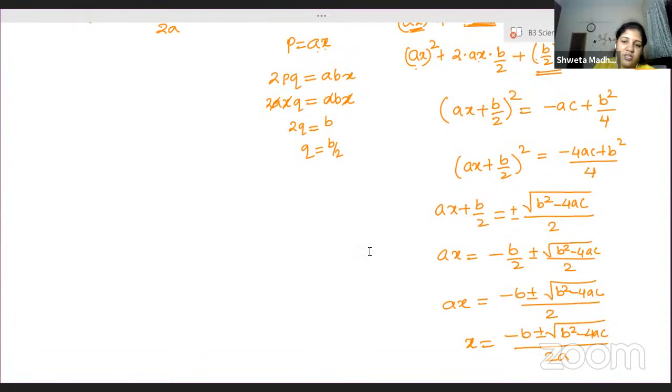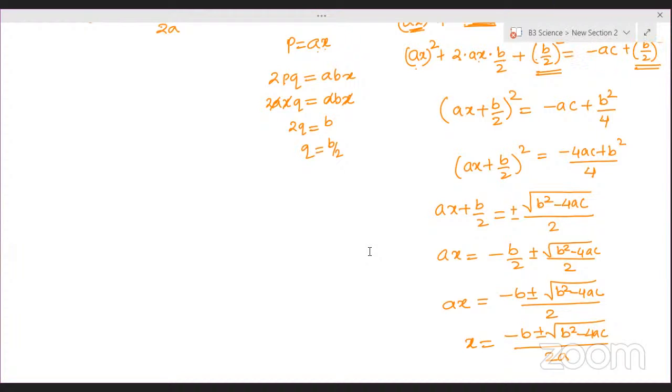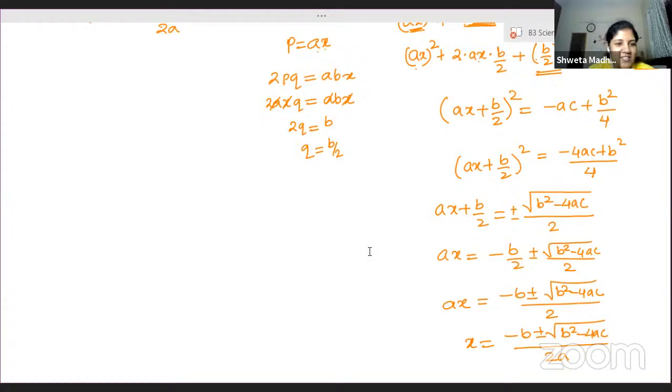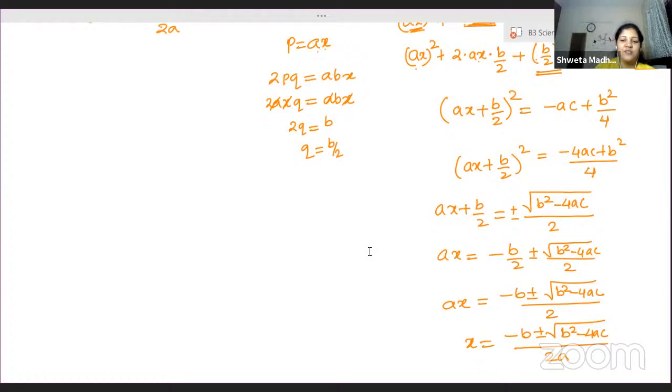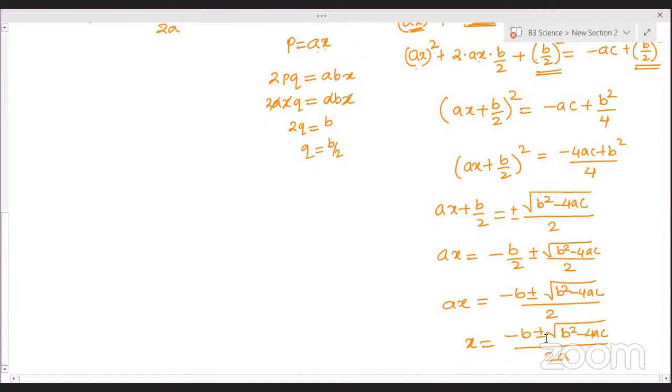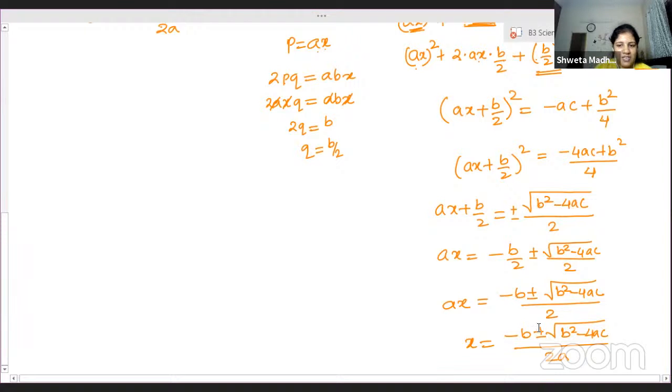Student: Ma'am, I have a doubt. When do we have to take the plus root of b square minus 4ac or the minus root of b square minus 4ac? Quadratic equation has how many zeros? 2 zeros. So that means two values of x are possible. So for finding one value of x, we have to use the plus sign, and for finding the other value of x, we have to use the minus sign. Clear? So two values of x. One we will get by using this plus sign in between, and another value of x we will get by using the minus sign in between.